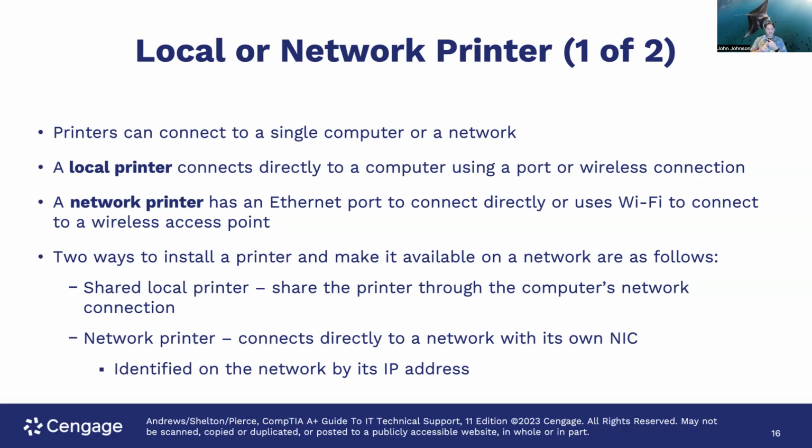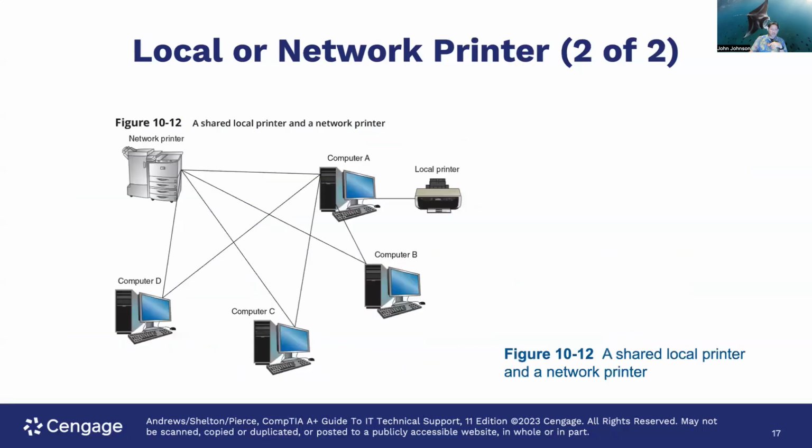You can do a shared local printer, which is where you're going to set up your local printer on your system and then share that with the network. And then you can do a network printer, which is where you're going to connect directly to a network using a NIC, the network adapter card on the printer, and you're going to be identified on the network by your own IP address. So your printer will have its own IP address.